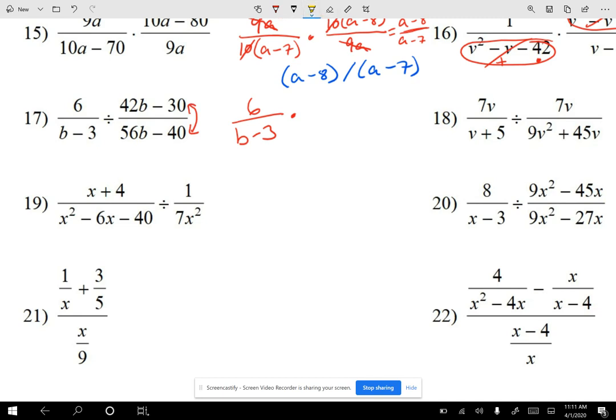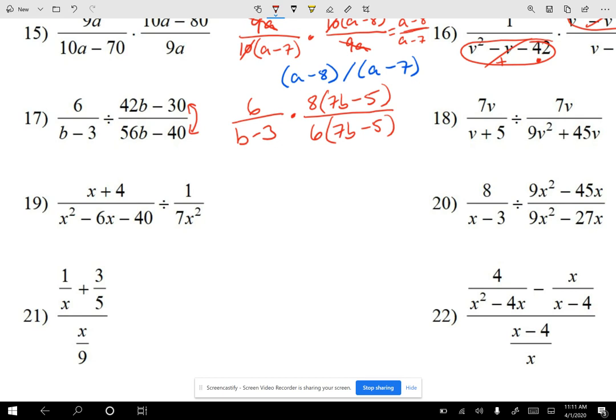So for the top of the first fraction, I'm looking at 56b minus 40. Let me divide each of them by 8. So that gives me 7b minus 5 over. At the bottom, in this case for the bottom, I'm looking at 42b minus 30. Let me divide each of those by 6. So 42 divided by 6, that gives me 7b. 30 divided by 6 gives me 5.